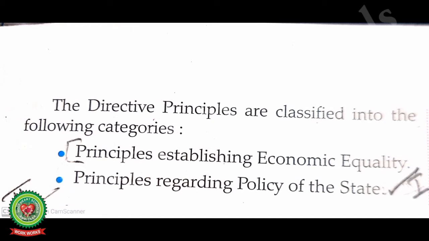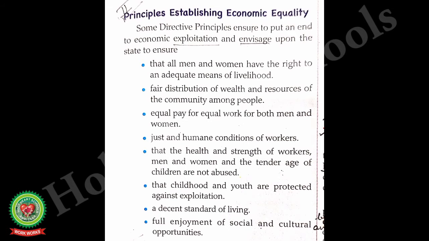Number 1, principles establishing economic equality. Number 2, principles regarding policy of the state. Now let's start with the first topic, principles establishing economic equality. Some directive principles ensure to put an end to economic exploitation and envisage upon the state to ensure. Here the word exploitation means the act of using resources or treating people unfairly, and the word envisage means view and regard in a certain way.